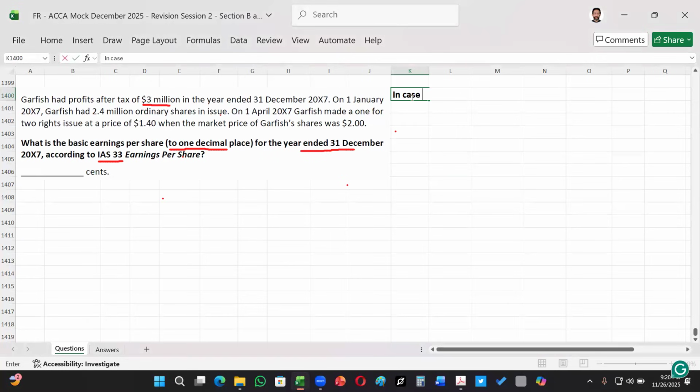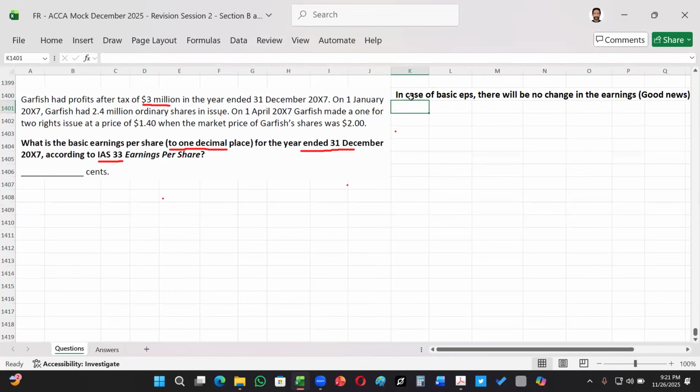In case of basic EPS, there will be no change in the earnings. So that is good news. We do not have to do anything to the earnings. I would call this good news. We do not have to worry about the earnings. The earnings will stay the same.